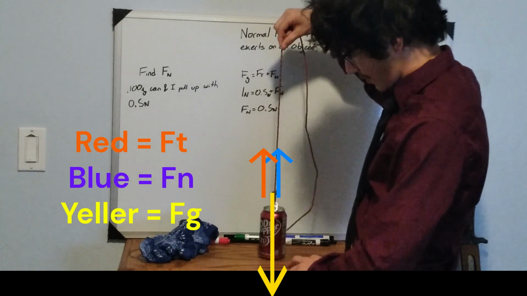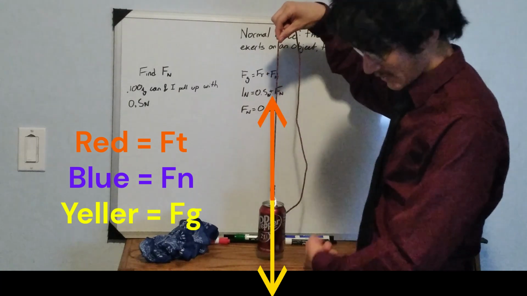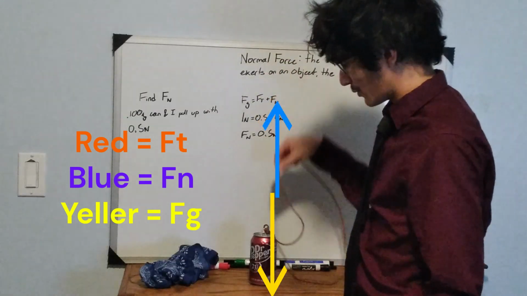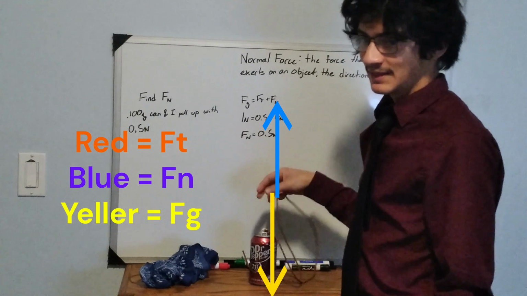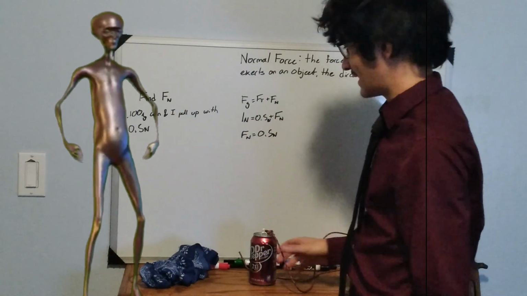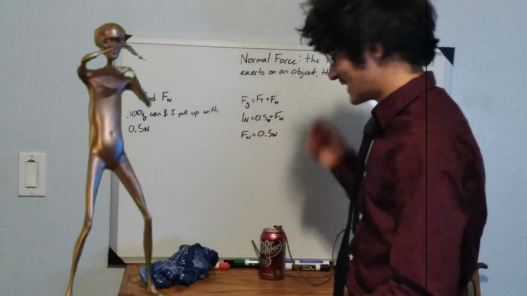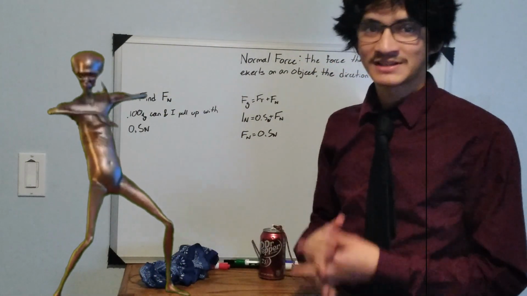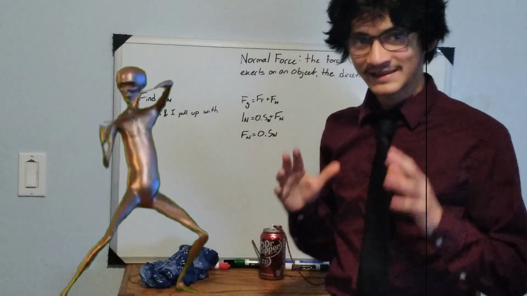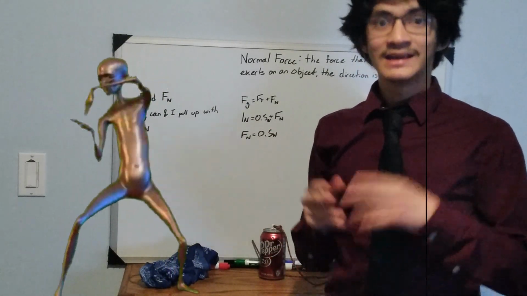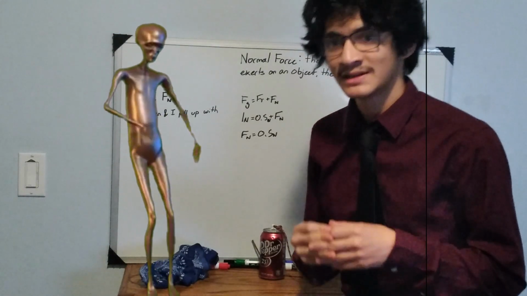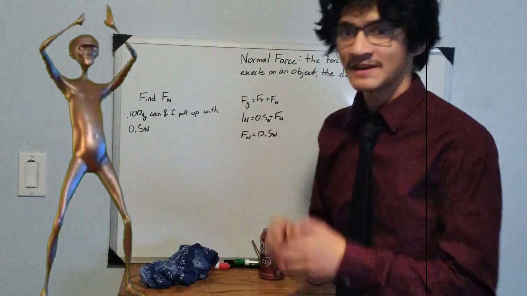If I pull up with all the can's weight, then the normal force isn't doing any work. And if I pull up with no force, then the normal force is doing all the counteractive force. So that's the thing: normal force is a counteractive force. So it's important that it's one of the things that you do last. It's a counteractive force that keeps objects from phasing through each other.